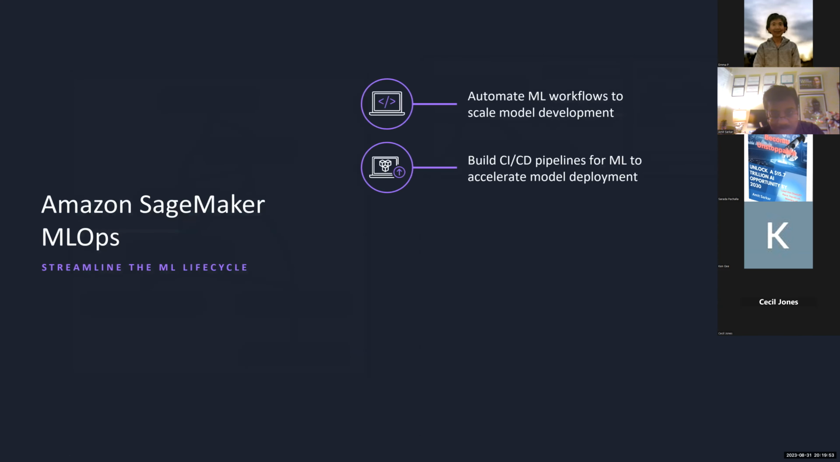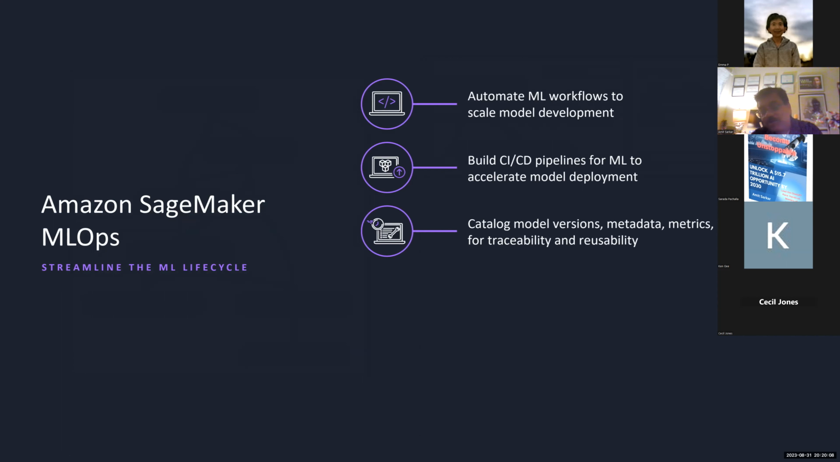I'm just showing SageMaker MLOps. This is AutoML, you can do all kinds of MLOps, build a CI/CD pipeline, and then you can catalog model versions. You can catalog all the versions of a model, because suppose you are a large company, a Fortune 500 company, you're not going to run one model. Probably you will have hundreds of models, different varieties of models.